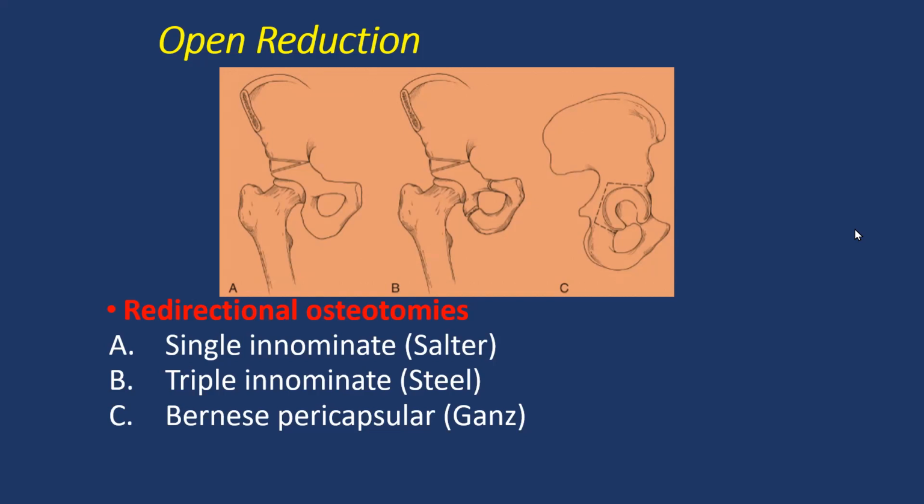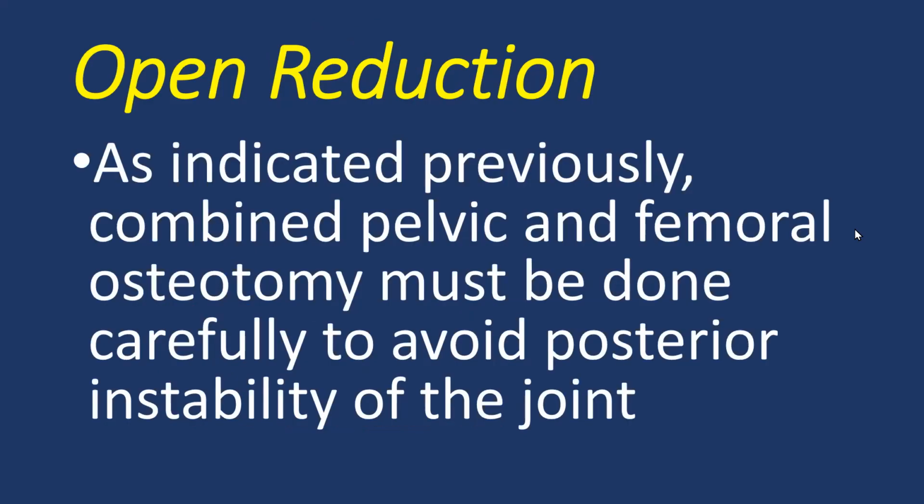In C is the PAO, the periacetabular osteotomy. What we do, we osteotomize around the acetabulum, and then we change the position. We keep the posterior component intact, because if it's lost, it will be very difficult to readjust the acetabulum. As indicated previously, combined pelvic and femoral osteotomy must be done carefully to avoid posterior instability of the hip.